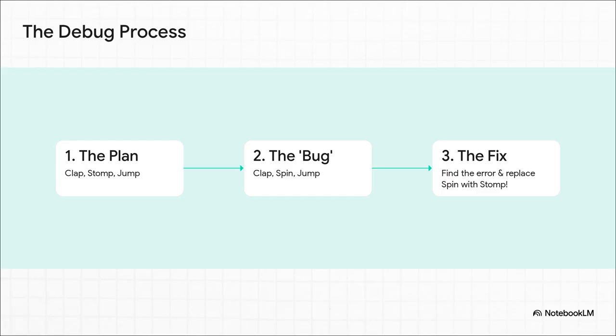Let's just walk through a quick example. So the plan, right, the program, is clap, stomp, jump. But the broken robot does clap, spin, jump. The kid's job is to debug it, find this spin, realize that's the bug, and replace it with the right instruction, stomp. It's simple, it's powerful, and it's a ton of fun.